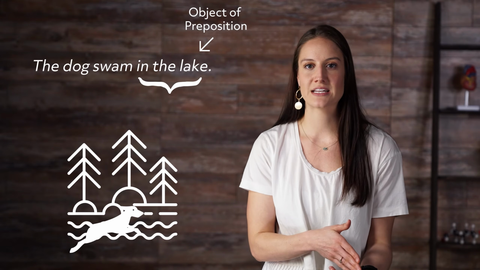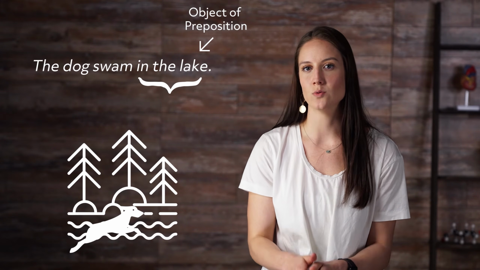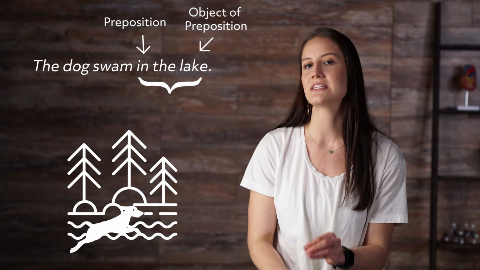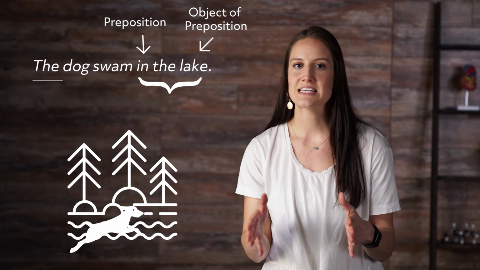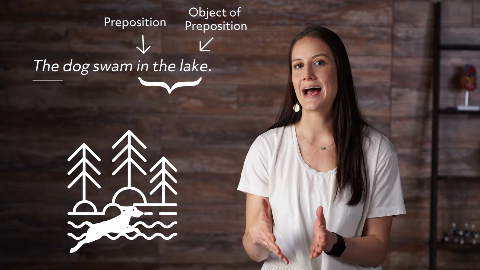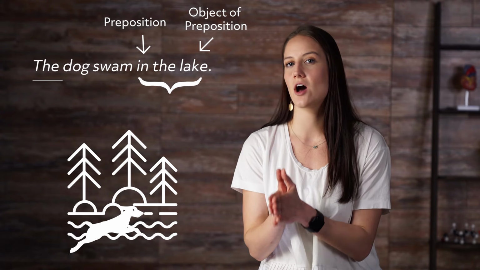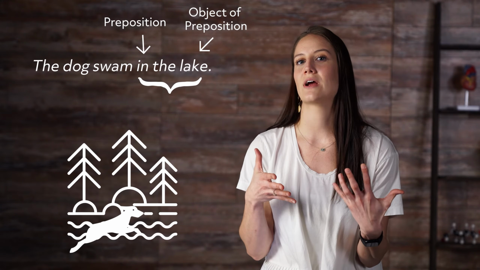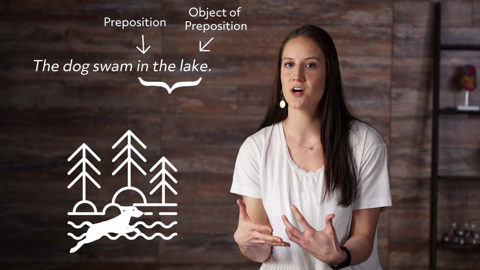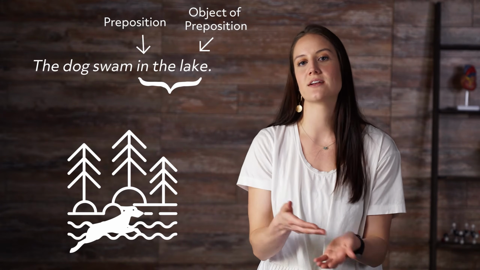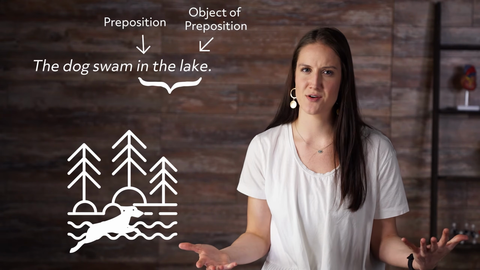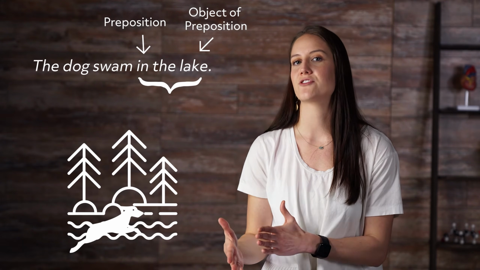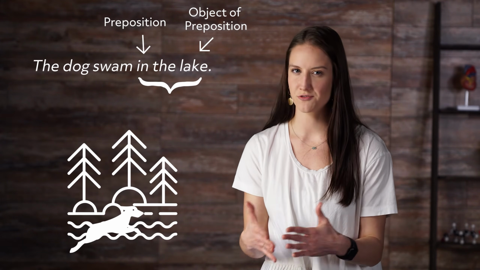There is no subject in the phrase in the lake, only a noun. Because of the preposition in, we know it's a prepositional phrase. The is an article, not a noun, so we know it can't be the object of the preposition. Lake, the noun we are trying to connect with our first noun, dog, is the object of the preposition. Most of the time, though not always, the object of the preposition comes after the preposition in the prepositional phrase.